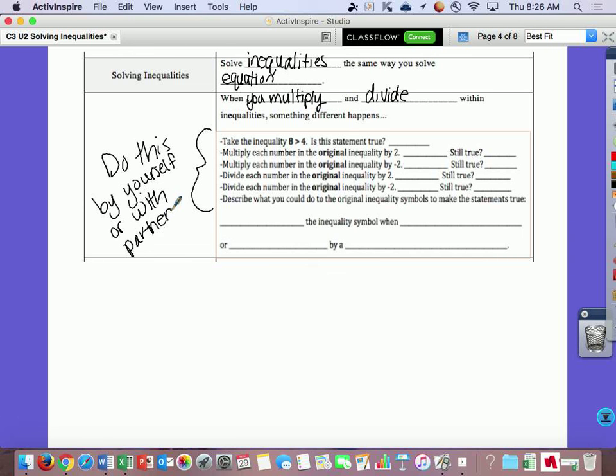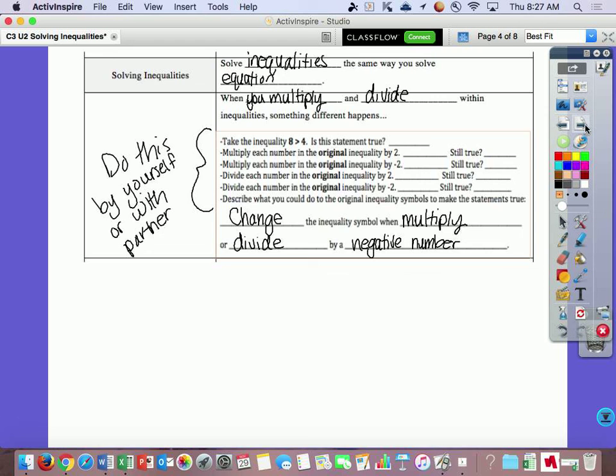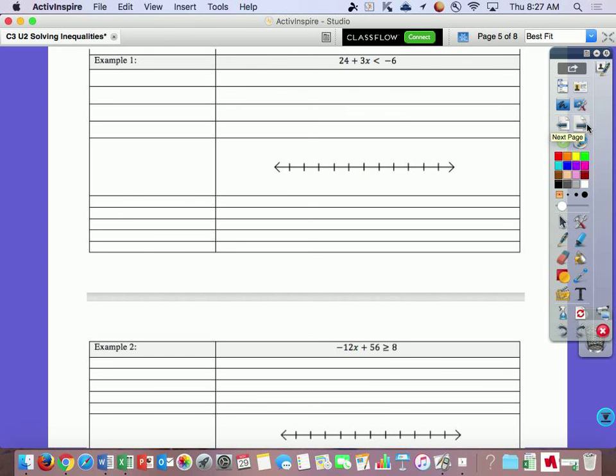Alright, you should have gotten, you need to change the inequality symbol when you multiply or divide by a negative number. So that's a rule that needs to be memorized. And we came up with that rule by finding the concept behind it. Okay, let's do some examples. Basically, we are solving two-step equations. The only difference is we have a symbol.